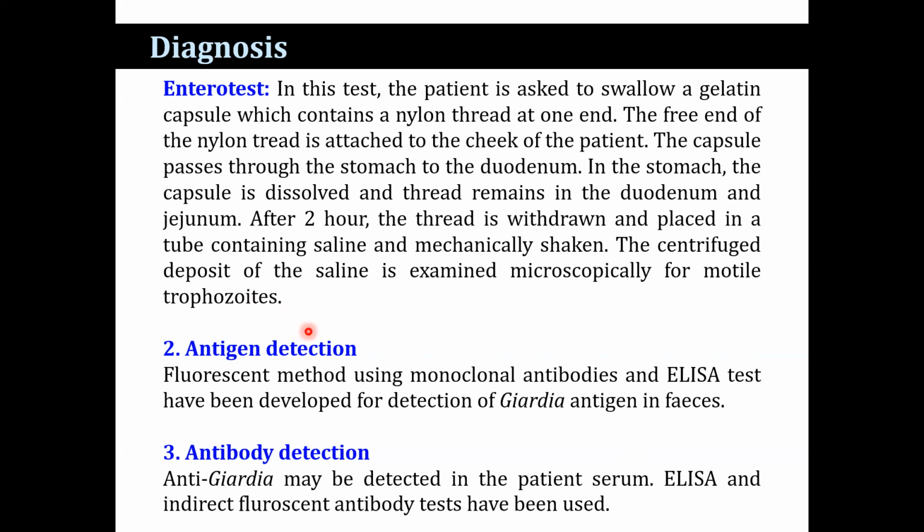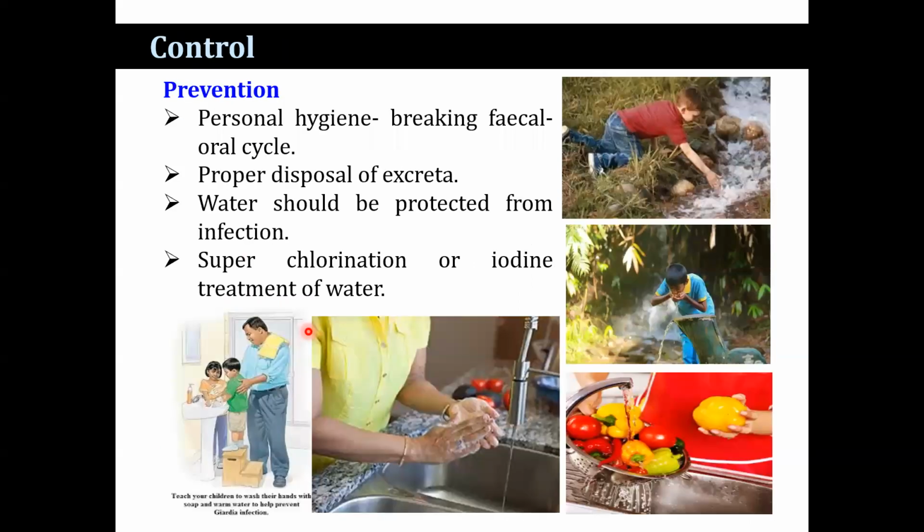And how to control giardiasis? One is prevention and another is treatment. So the first one, personal hygiene, that is breaking the fecal-oral cycle, and proper disposal of human excretory substances. Water should be protected from infection. Superchlorination or iodine treatment of the water, those are the preventive steps for giardiasis.